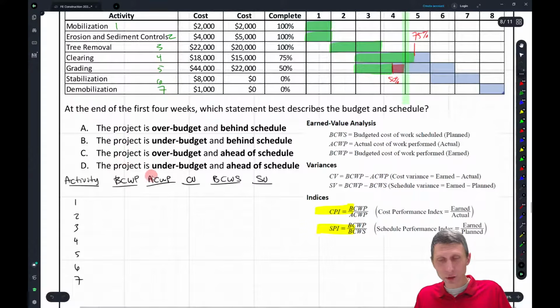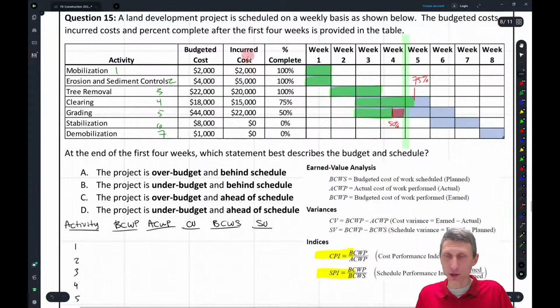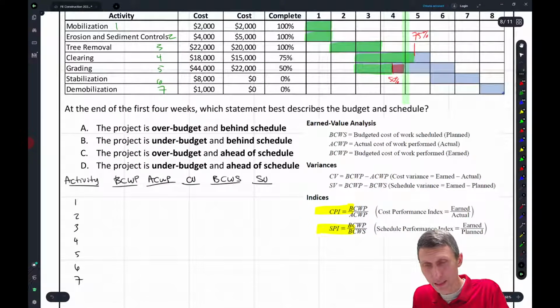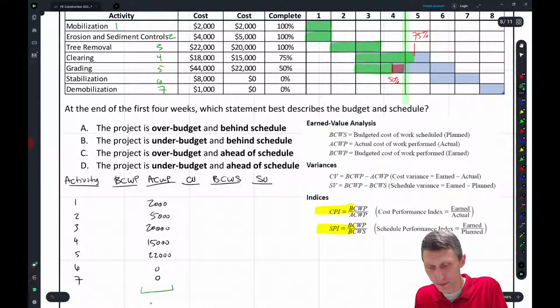And let's start with the actual cost of the work performed, because that's what's given to us here. We're given this incurred cost. This is the actual cost of the work performed, right? So this is the incurred cost, and I'm going to put that down. I'm just going to copy that down here. We have $2,000, $5,000, $20,000, $15,000, $22,000, 0 and 0. So this is essentially our incurred cost, right? That's our incurred cost. This is our ACWP.